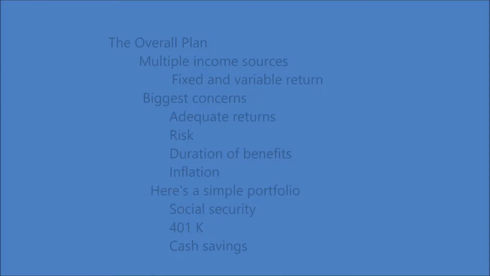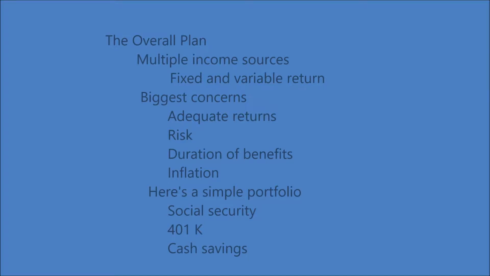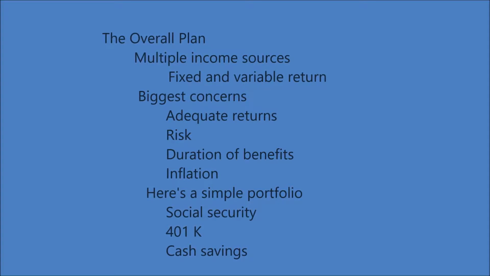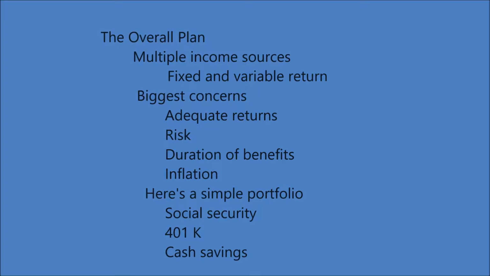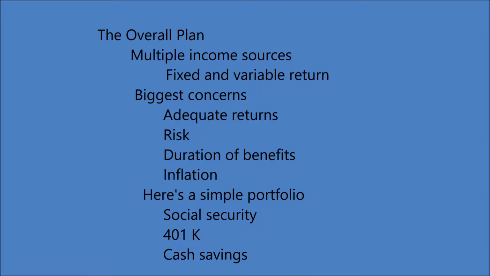Okay, so the overall plan. What are the elements of the overall plan? First of all, we're going to consider multiple income sources. Some of these income sources may provide a fixed type of return, and other components may have a more variable return, such as would be the case with a stock investment. Our biggest concerns are generating adequate returns to accumulate the wealth necessary to fund our retirement.